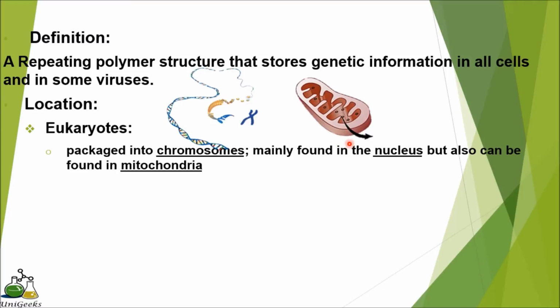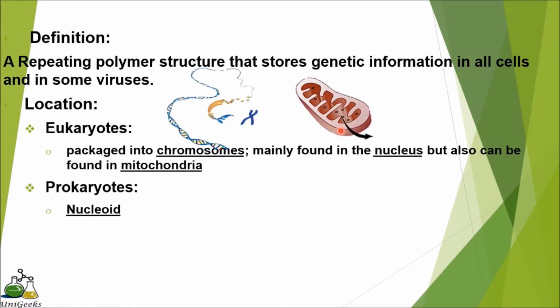If we compare the DNA in the nucleus and in the mitochondria, unlike nuclear DNA, which comes from both parents, the mitochondrial DNA can only be inherited from the female parent. So in the future, I will make a video and talk about why mitochondrial DNA can only be inherited from the female parent.